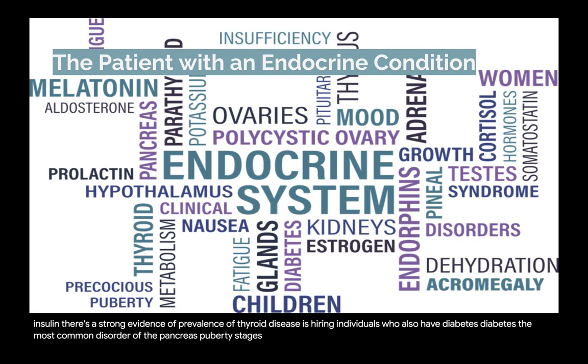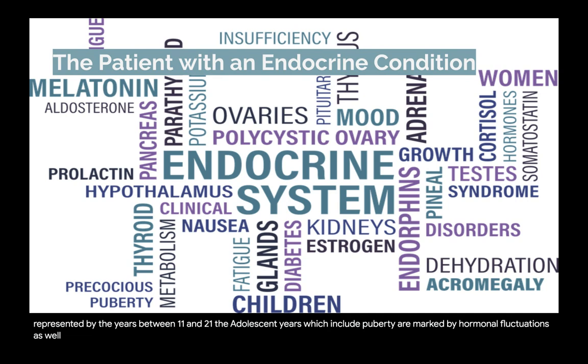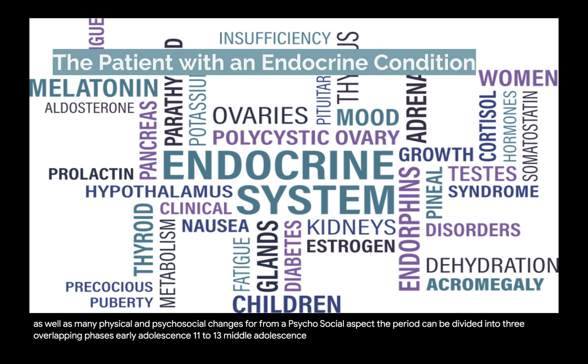Puberty, stages of adolescence. The period of life considered adolescence is represented by the years between 11 and 21. The adolescent years, which include puberty, are marked by hormonal fluctuations as well as many physical and psychosocial changes. From a psychosocial aspect, the period can be divided into three overlapping phases: early adolescence, 11 to 13, middle adolescence, 14 to 17, and late adolescence, 18 to 21.